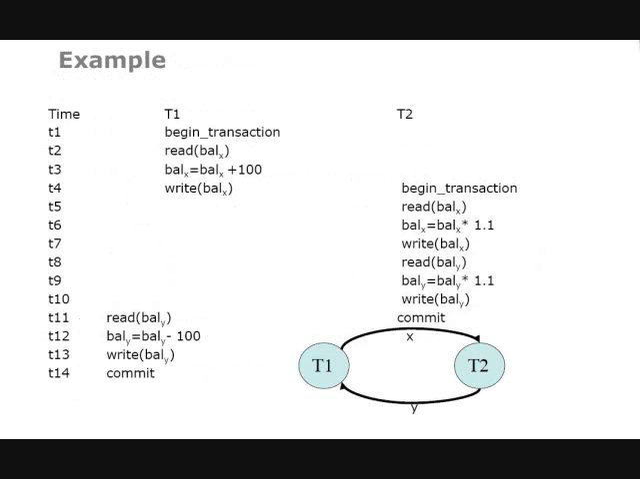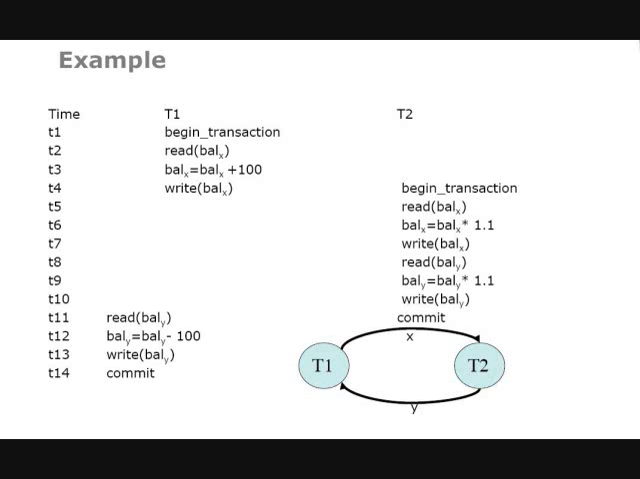So for example, here I have two transactions executing together. Transaction 1 begins with the begin transaction statement at the time T1, and it reads the balance of some item X. Then it's going to increment the value of X by 100, and then it's going to write the value of X. At that point, the second transaction begins. It's going to read the value of X, multiply the value of X by 1.1, and write the value of X. Then it's going to read the value of another item Y, multiply it by 1.1, write it and then commit.